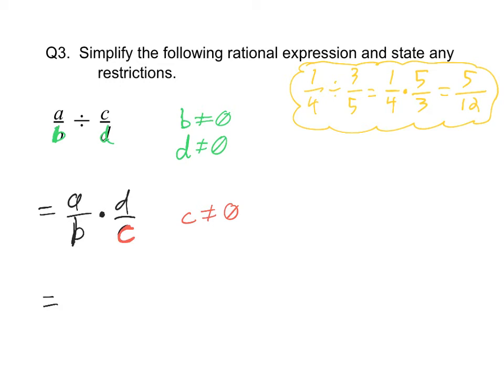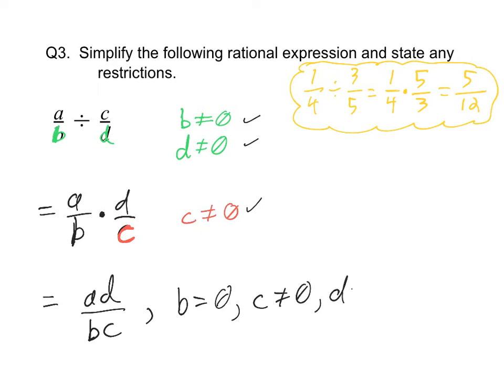All right, what is our final expression? We're going to multiply the numerators, so we'll have ad. We're going to multiply the denominators, so bc. What are all of the restrictions? Well, we do have 3 restrictions now. b cannot be equal to 0, c cannot be equal to 0, and d cannot be equal to 0. Note that even though d is in the numerator of this expression, it is a restriction, because in our original expression, it was in the denominator of the second fraction.